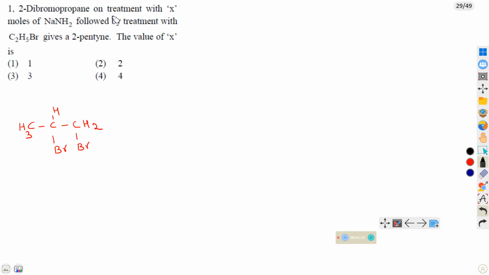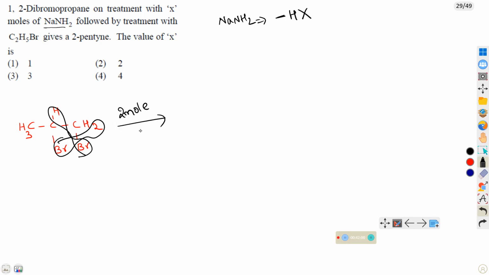1,2-dibromopropane on treatment with X moles of NaNH2. Yes, this is a haloalkane. That's the reason NaNH2. Here NaNH2 acts as a dehydrohalogenating agent. It removes hydrogen and halogen. So 2 times dehydrohalogenation takes place. So you can use 2 moles of NaNH2. Then it gives CH3 C triple bond CH.